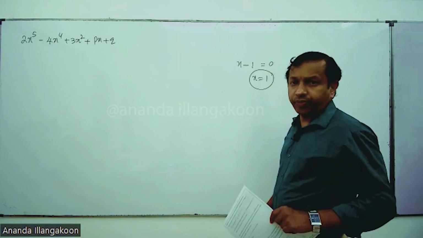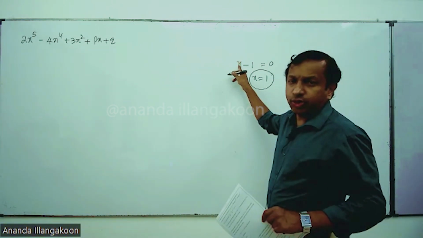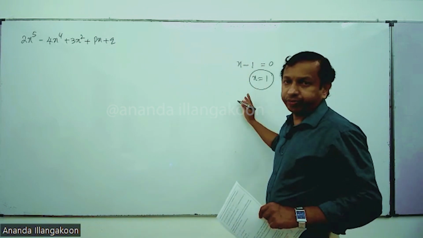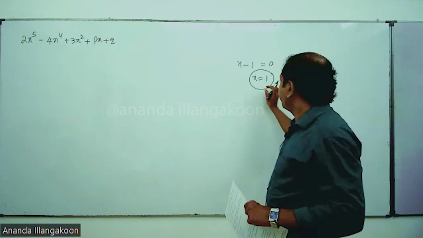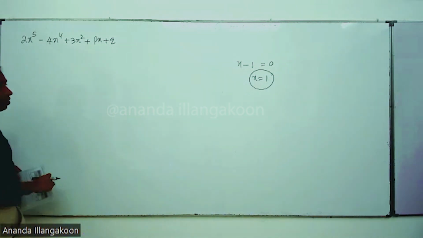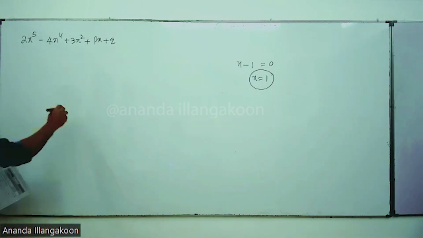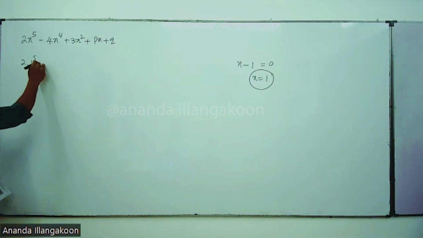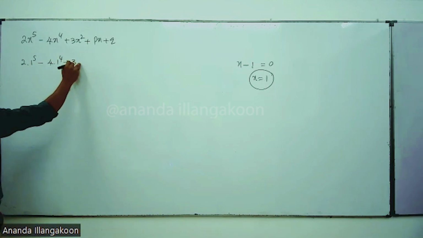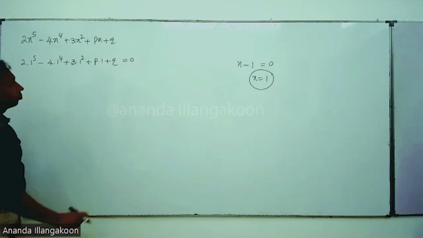It is 1. When that polynomial function is exactly divisible by x - 1, it means when it is divided by x - 1, there is no remainder. That means according to the remainder theorem, when you put this 1 for every x in the polynomial function, the simplified answer should be 0. Then the first equation we can write: 2 into 1 to the power 5 minus 4 into 1 to the power 4 plus 3 into 1 squared plus p into 1 plus q is equal to 0.